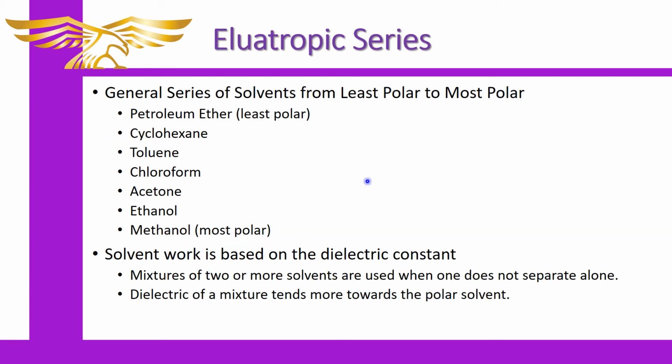A more practical way to go about that, though, is the eluotropic series, which is basically the same kind of idea that I just talked about, where you have solvents that you know are least polar and then solvents that are most polar. And these are the typical solvents that are picked when doing TLC most of the time. So you have petroleum ether, which is mostly a grouping of alkanes and various hydrocarbon type chemicals that don't have much polarity or hydrogen bonding. And then you go up towards cyclohexane, toluene, chloroform, acetone, ethanol, methanol. Methanol is considered the most polar.